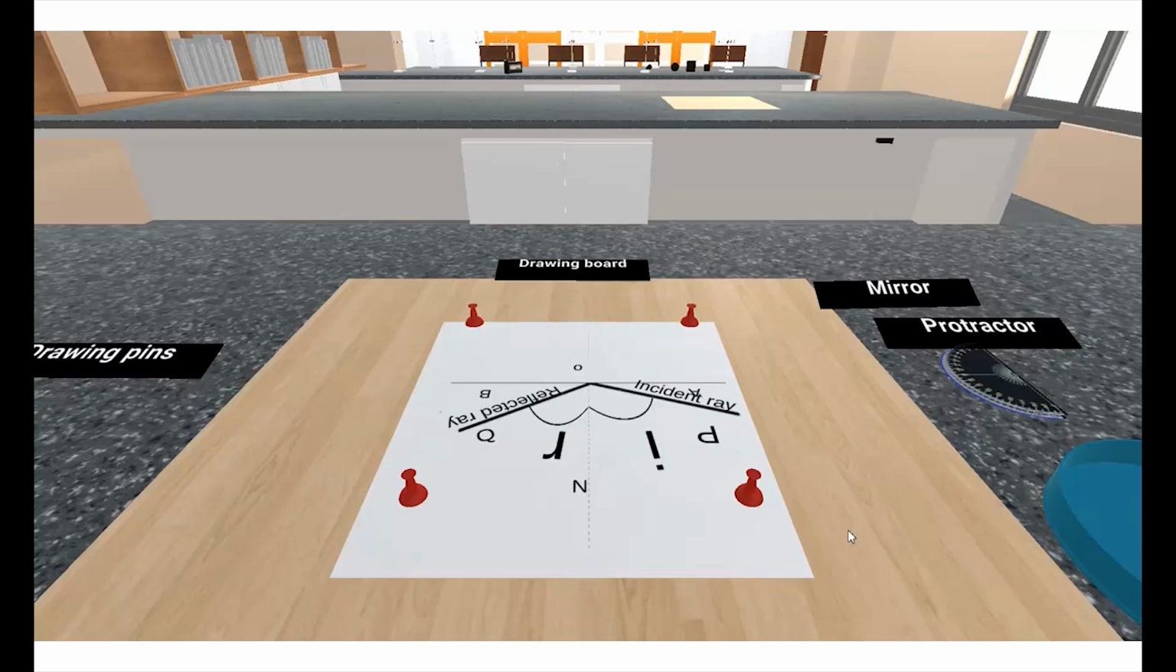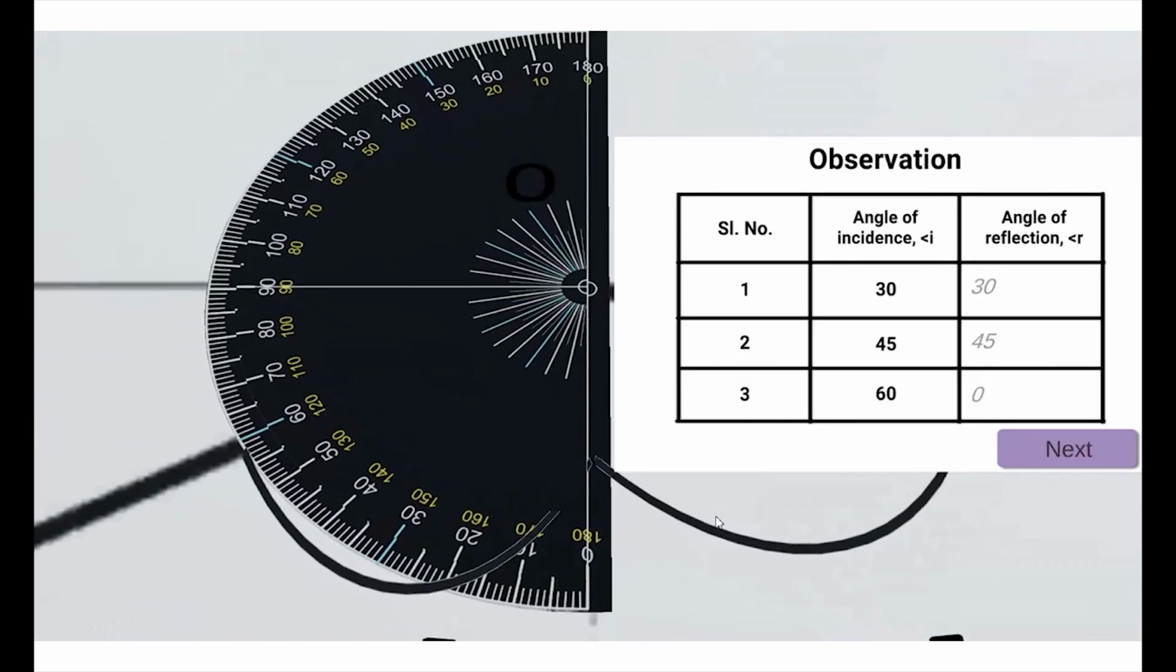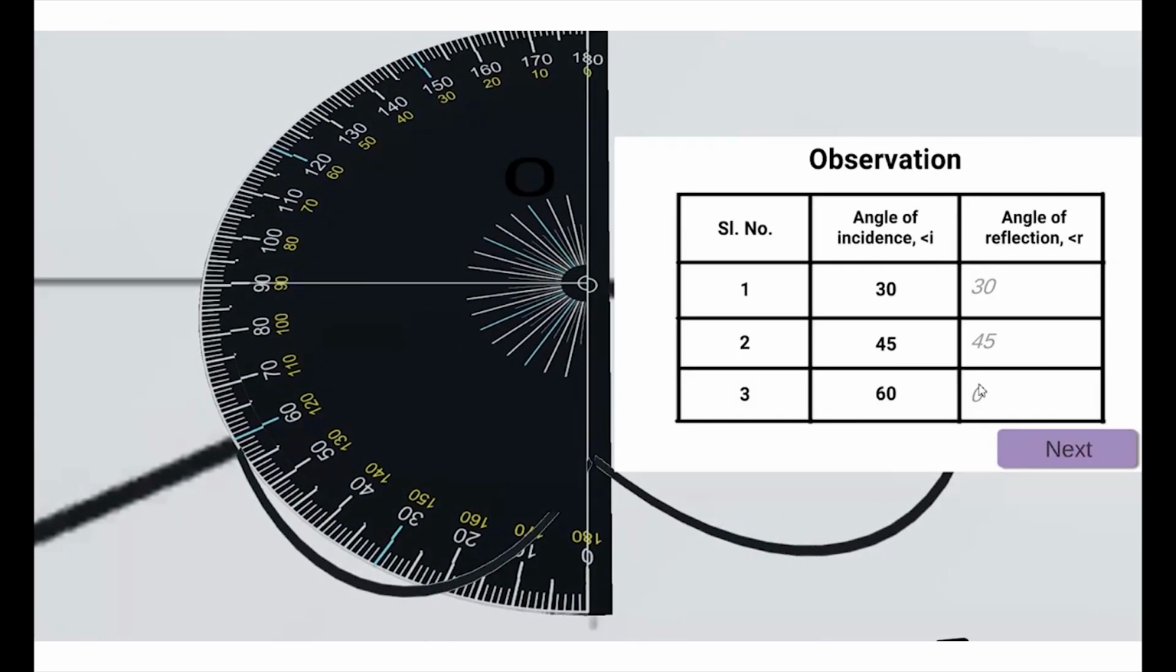Label angle PON as the angle of incidence, I, and angle QON as the angle of reflection, R. Drag and drop the protractor. Record the values in the observation table. Click on the next button to continue.